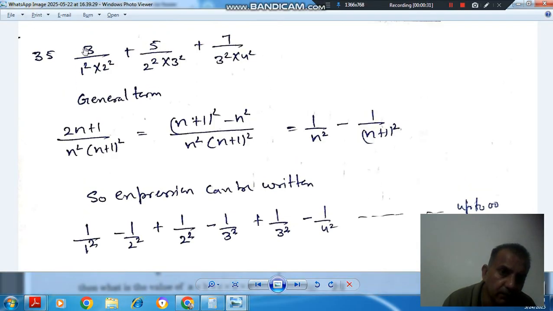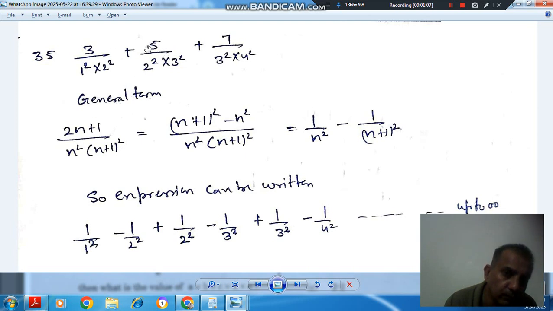So here we have 3 divided by 1 square into 2 square plus 5 divided by 2 square into 3 square plus 7 divided by 3 square into 4 square up to infinity. So here the general term is, if we put n is equal to 1, then 3 can be written as 2 into 1 plus 1, and 1 square here, and this is your n plus 1 here. So this is a general term. This can be applied for this also.